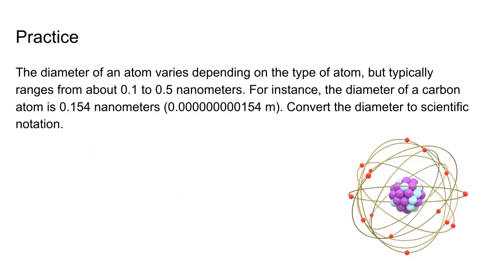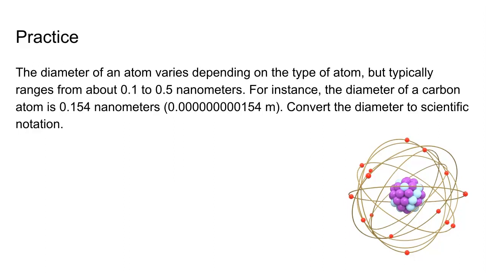Now it's time for more practice. Pause the video and solve the word problem. And when you found your answer, click play. The diameter of an atom varies depending on the type of atom, but typically ranges from about 0.1 to 0.5 nanometers. For instance, the diameter of a carbon atom is 0.154 nanometers. Convert the diameter to scientific notation.